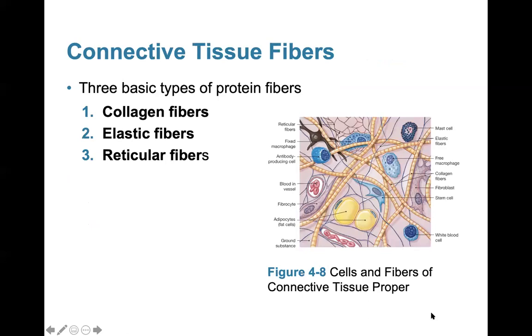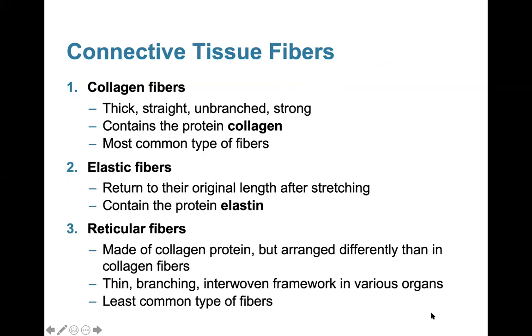Now, we mentioned that there are different types of fibers that can be found in connective tissues, and there's three: collagen, elastic, and reticular fibers. A connective tissue can contain one, it can contain two of these, or it can actually have all three. So there are many different combinations of these types of fibers. That's actually what helps to define one connective tissue from another. But getting back to collagen fibers, these are thick, straight, unbranched, and very strong. They contain the protein collagen. This is the most common type of fiber. And this really just adds a lot of support to the actual tissue.